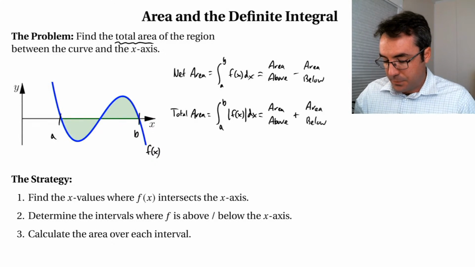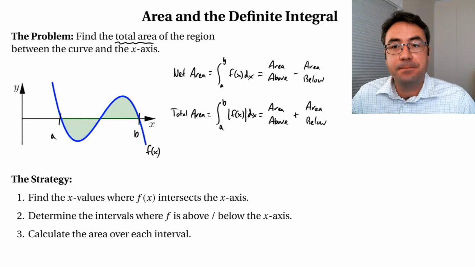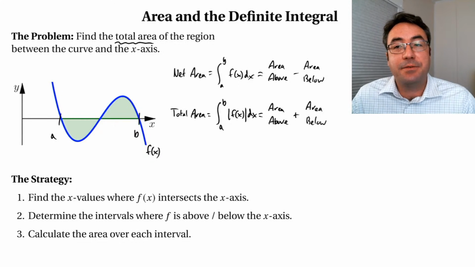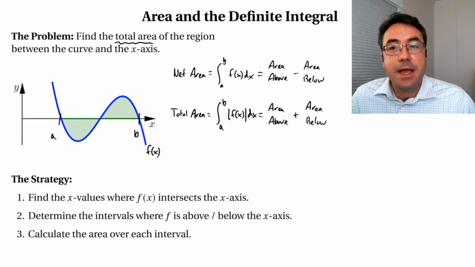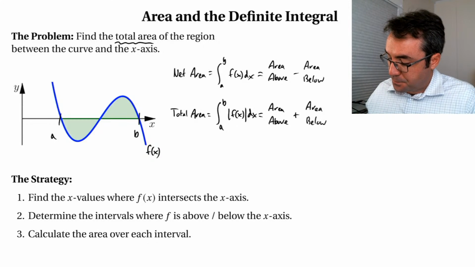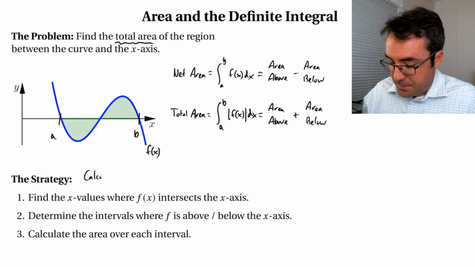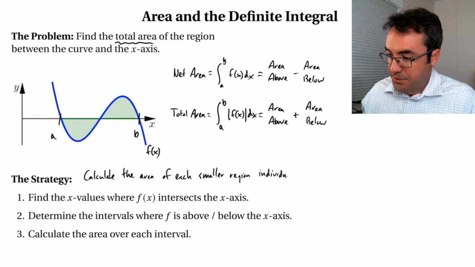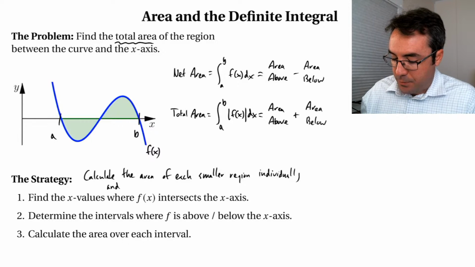And so our strategy for calculating the total area is we want to figure out the x values where our function intersects the x-axis. Then we'll determine the intervals where f is above or below the x-axis. And then we're going to calculate the area over each of those intervals. So basically, we're going to calculate the area of each smaller region individually using definite integrals, and then we'll add the results.